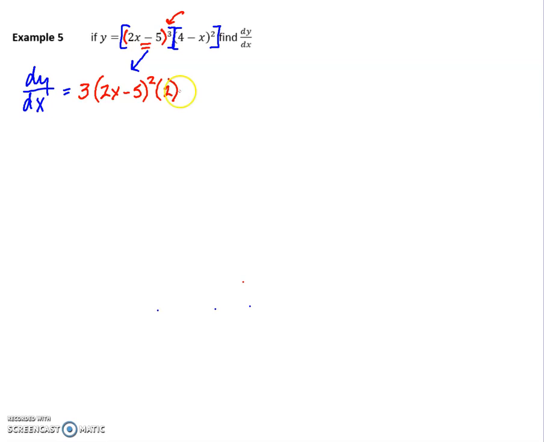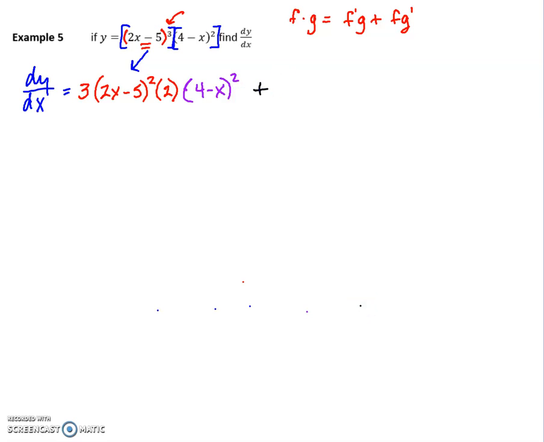Whew, that's a lot. That's the derivative of the first. Remember, here's the product rule. Product rule says if I take f times g, it's the derivative of f times g plus f times the derivative of g. So that was the derivative. All of this is just the derivative of the first part times g. So times 4 minus x squared plus.